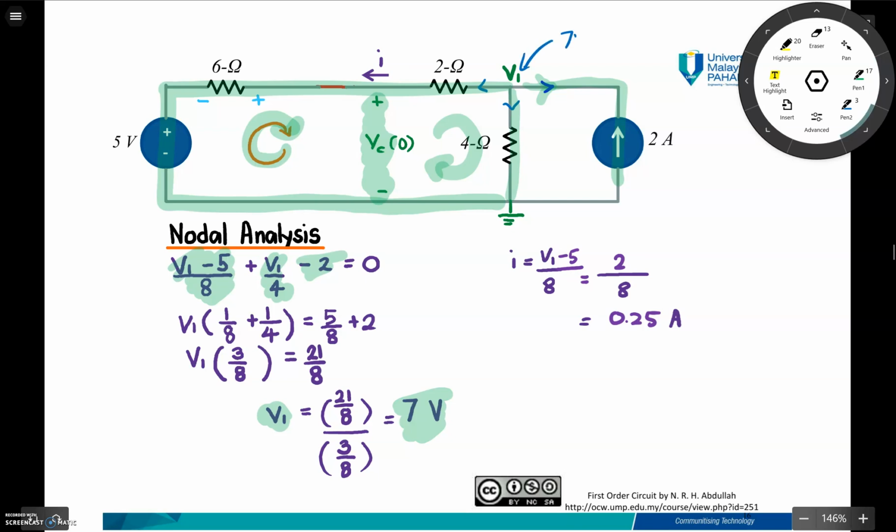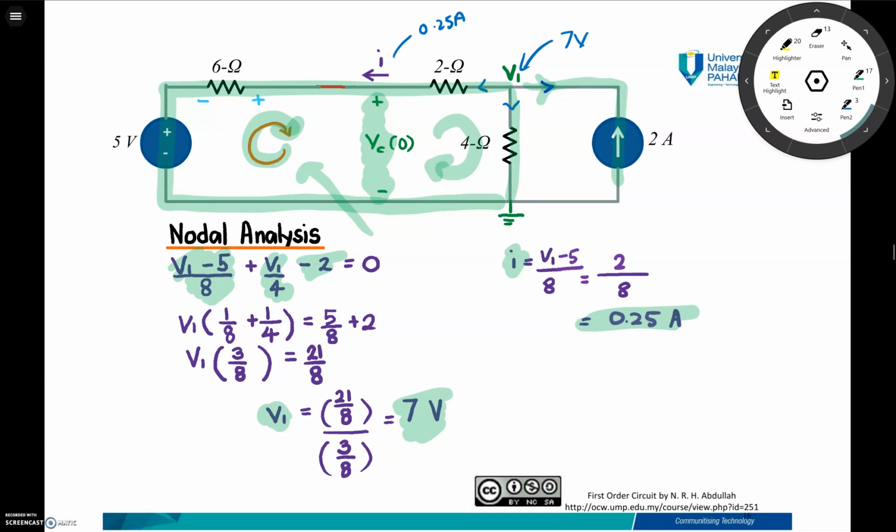So here is 7 volt. Please remember that you need to find the current I so that you can do a KVL equation at the left of the loop here. So I is (V1 minus 5) over 8, which is (7 minus 5) over 8, that is 2 over 8. Then the answer will be 0.25 mA.